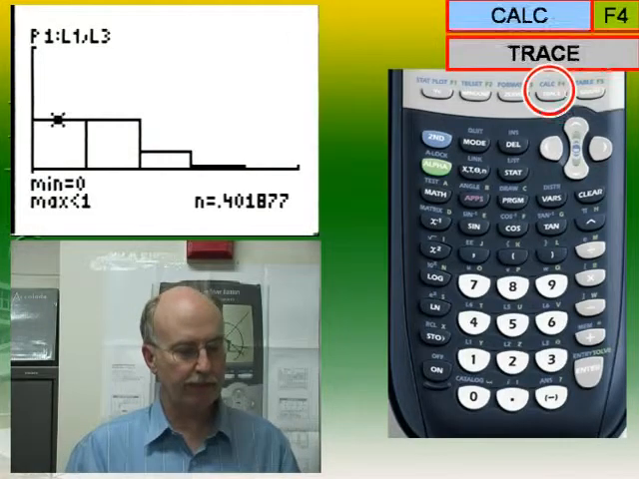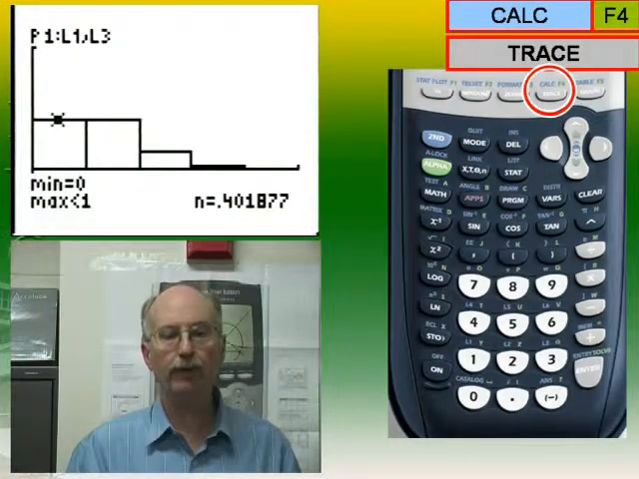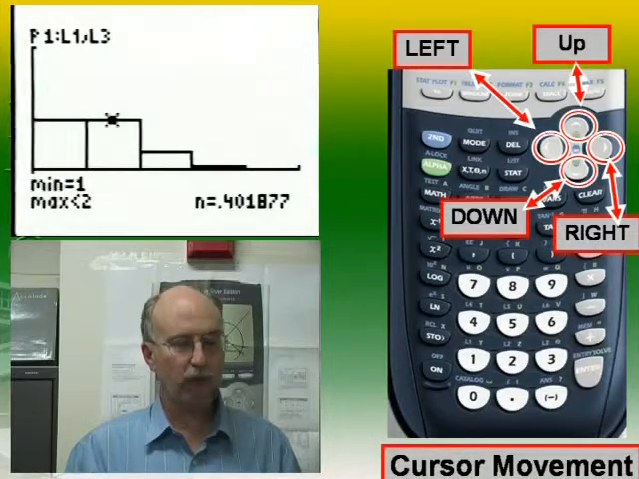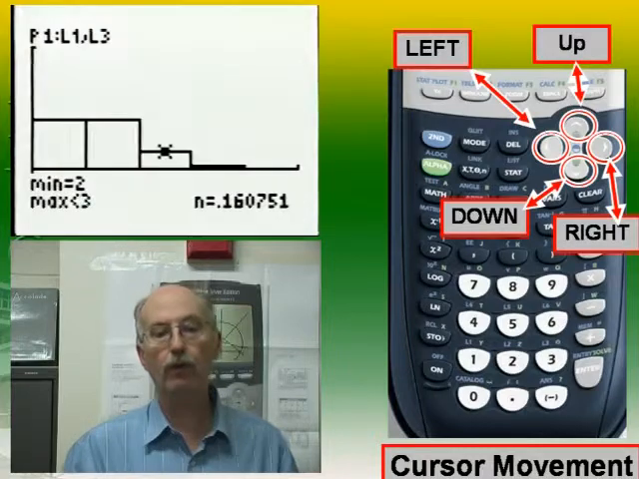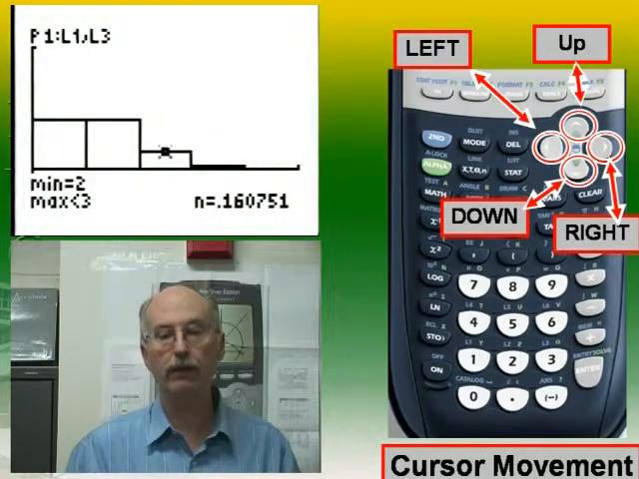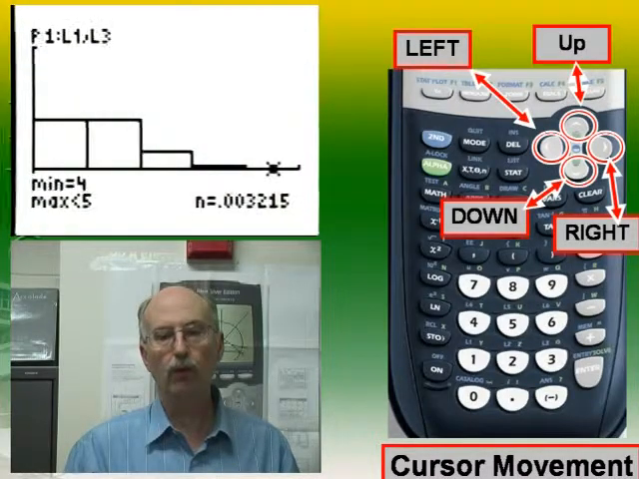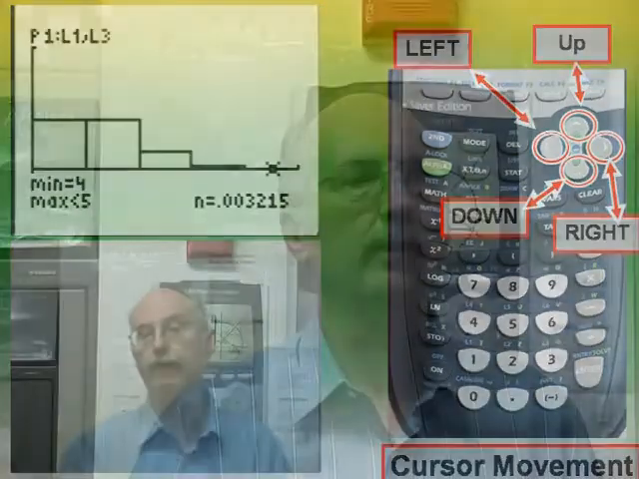Let's hit the trace key, and you can see there's our probability for 0. We can scroll to the right, and you can see our probability for 1. We can scroll to the right one more time, there's our probability for 2. One more time, the probability for 3. One more time, and you can see our probability for 4.